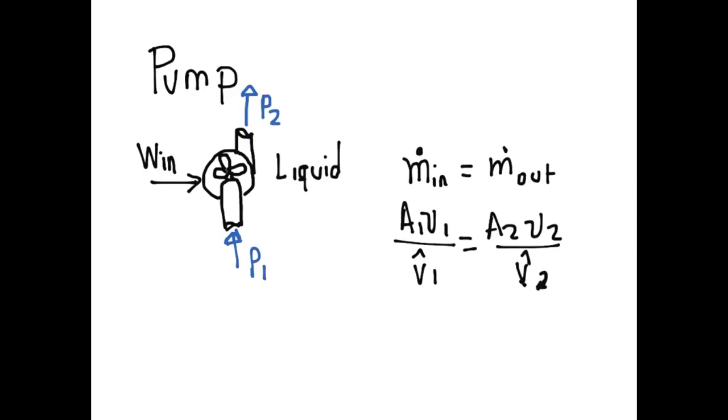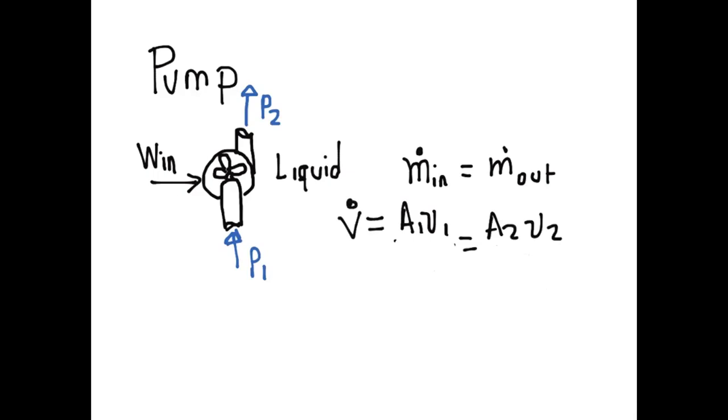But in this case, the specific volumes are the same because it's a liquid, so we only will remain with area 1 velocity 1 equals area 2 velocity 2, which is, for instance, the volumetric flow.